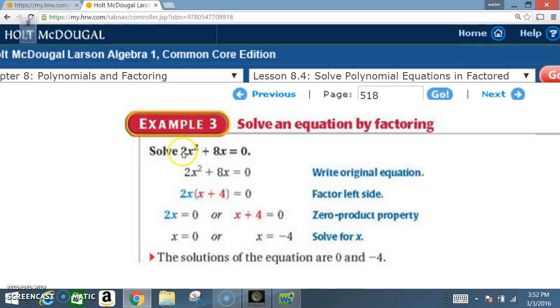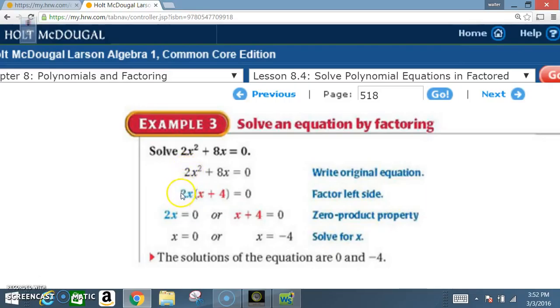What we're going to say is, okay, I got a 2 and I got an 8. What's the greatest common factor between 2 and 8? That's going to be 2. I got an x squared and I got an x. I picked the smallest x, the one with the smallest base. So it's going to be x to the first. That's where that comes from. And then I factor that out.